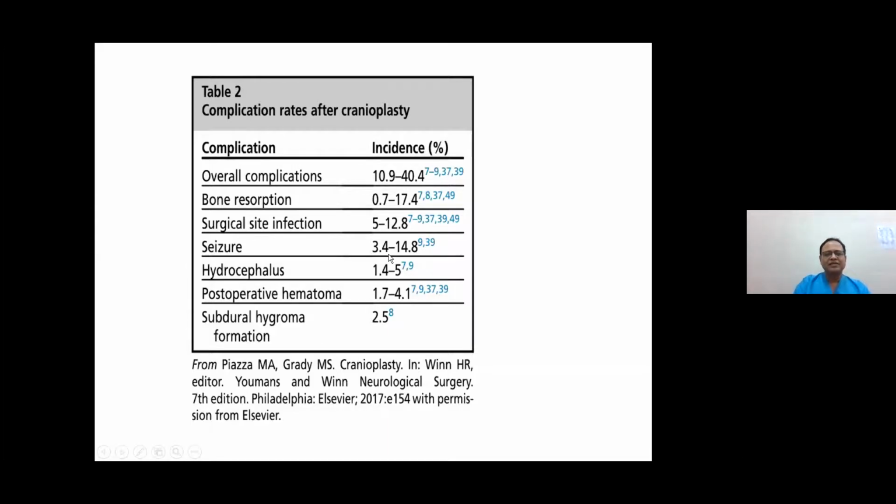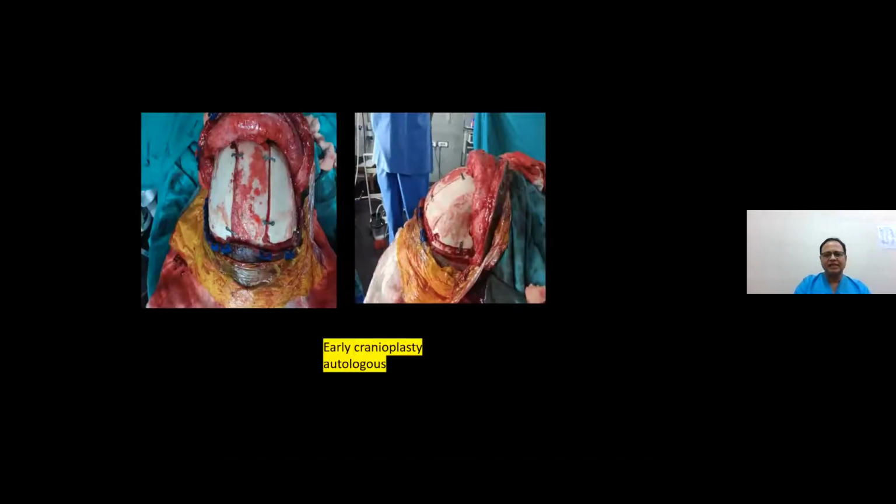And the other complication following cranioplasty is surgical site infection. It's 5 to 12%, which is very high incidence. Now, how do we reduce this surgical site infection and how do you reduce bone resorption, as these are the two most common complications in cranioplasty? And the third most common is hydrocephalus. Now, the hydrocephalus and trephine syndrome, sinking flap syndrome, can be avoided by doing an early cranioplasty, as in this case, done within 1 month.